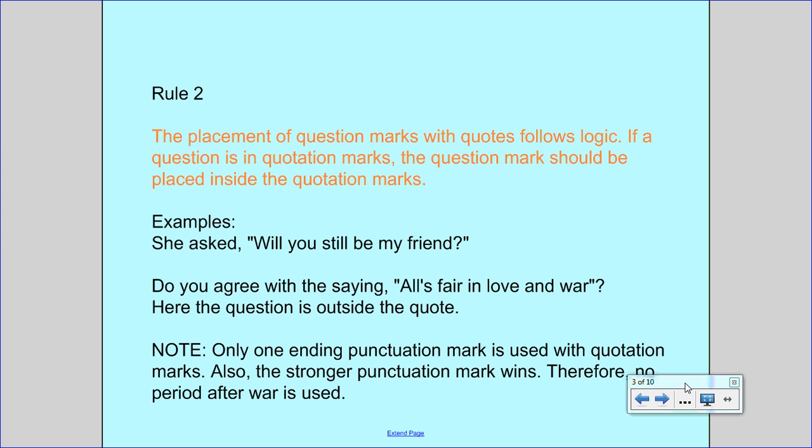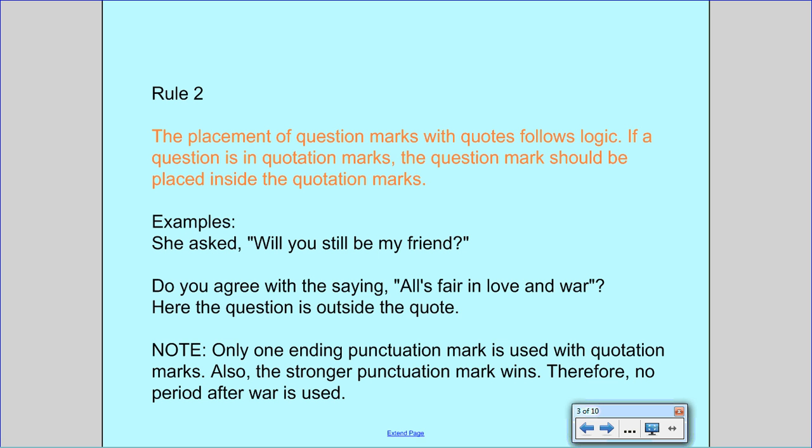Now you'll note that there's a little extra instruction at the bottom. It says only one ending punctuation mark is used with the quotations. Also, the stronger punctuation mark wins. Therefore, no period after war is used. So you would never have an instance where you would have a period at the end of the quote, then the quotation marks, and then the question mark. You only have one piece of end punctuation.